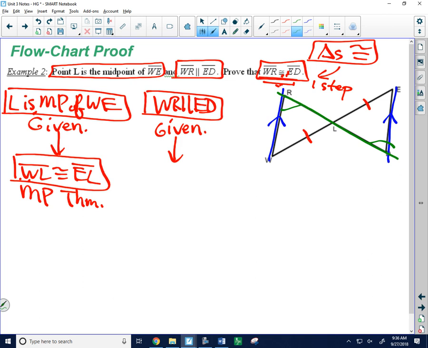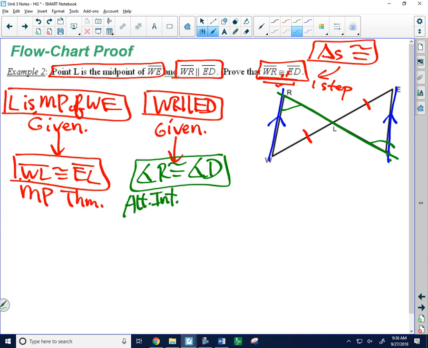Now I'm going to make it easier. We can name them with one point. Right? I can name it angle R. You can say WRL if you want. I crossed this one. What is that, a D? Yeah, it's a D. Okay. R congruent to D. Alternate interior angles.